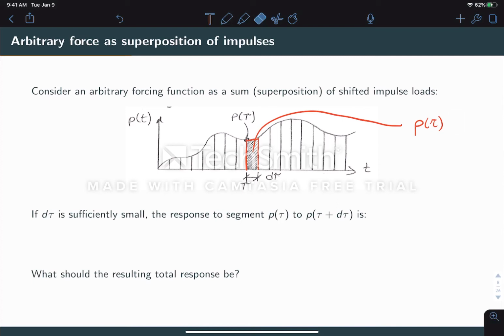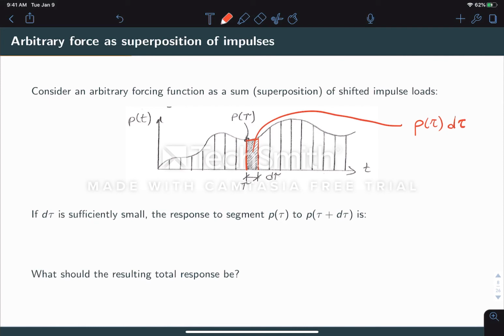I should say d tau to be precise, d tau, which is the width of that impulse. Now, as you can imagine, eventually that d tau is going to approach 0 and we're going to get a Dirac delta. But just for visual purposes, we're going to split it discretely here.